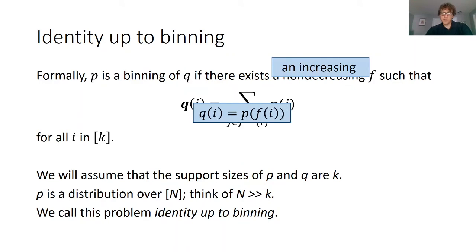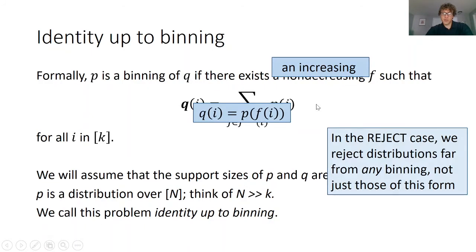So then for this to really be a binning, what we can think about is that there's an increasing function f, because each of these bins would have at most one element in it. And so we're really just looking for this nice sort of bijection between the supports of P and Q. Now in the reject case, we're going to reject things that are far from any binning, not just those that happen to be in this form.